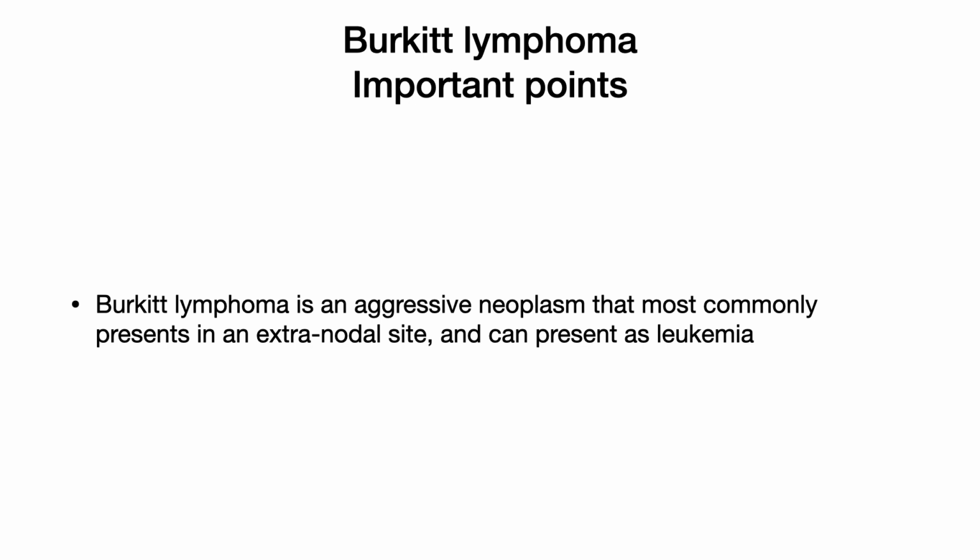Remember, it's an aggressive neoplasm, so it means it's rapidly growing. It commonly presents at extranodal sites, whereas most other ones present in the lymph nodes, and it can actually present as leukemia. So remember that crossover between leukemia and lymphoma. It's not black and white between the two. Obviously, what's in the blood can get in the lymph nodes, and what's in the lymph nodes can get in the blood.